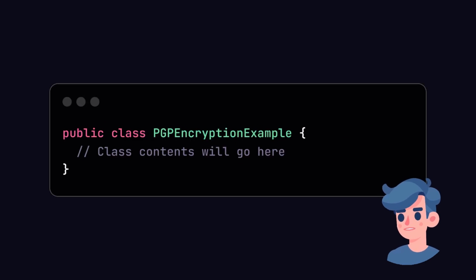After adding the dependency, let's create a new Java class called PGPEncryptionExample. This class will be our main class for demonstrating PGP encryption. Here's how to create it.